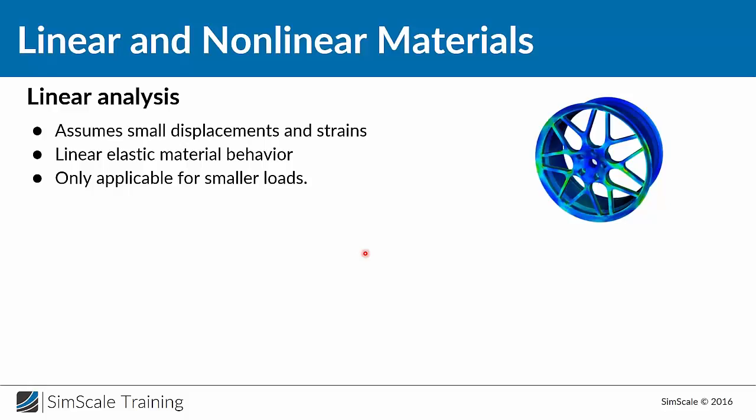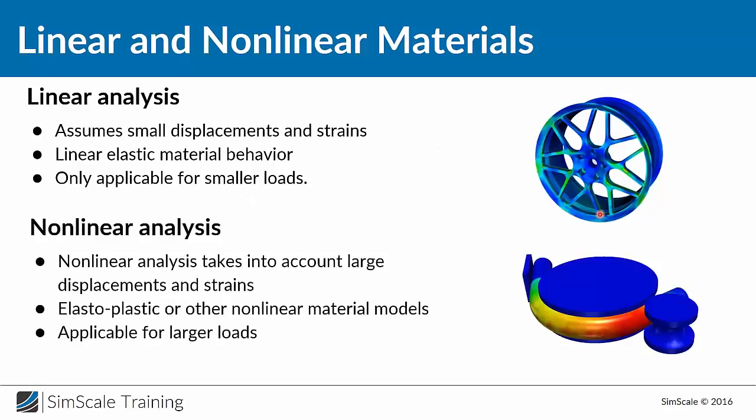And very important is that we really have this linear elastic material behavior, because there are also material behaviors which are not plastic, but even not linear elastic. And as I mentioned, it's only applicable for smaller loads. A good example is the static simulation of the rim. In contrast to that, nonlinear analysis takes into account large displacements and strains. A very good example is bending of a pipe, for example.